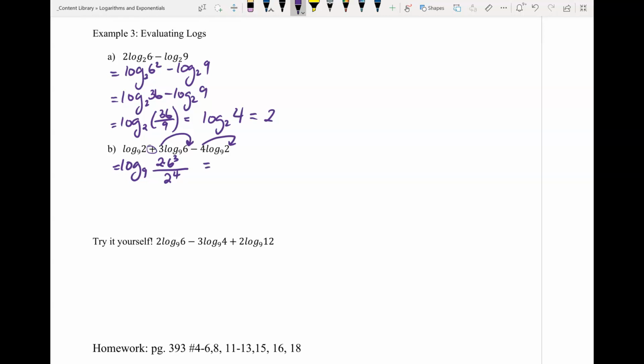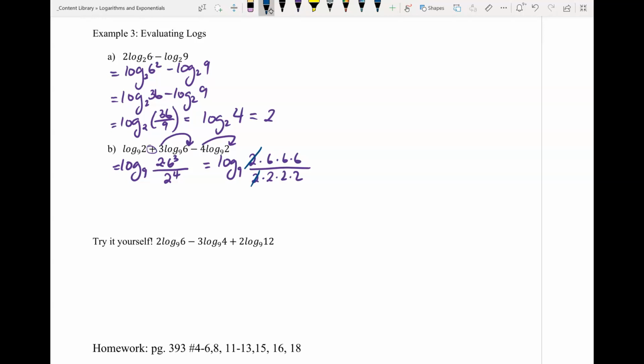Now, I'm not going to multiply everything and then divide everything. That's way too much work. What I can do instead to make this more simple is rewrite this into powers of 6 and powers of 2. So 6 to the power of 3 is the same thing as saying 6 times 6 times 6, and 2 to the power of 4 is the same thing as saying 2 times 2 times 2 times 2. I'm going to simplify it this way, and you're going to see why it's a lot easier.